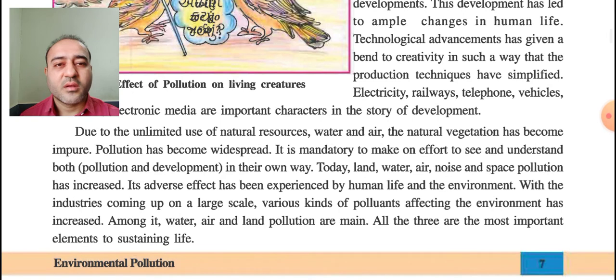Due to the unlimited use of natural resources, water and air, the natural vegetation has become impure. So due to factories, industries and vehicles, the air is getting polluted, the water is getting polluted, and due to that, even the natural vegetation, that means the plants and the trees, are getting impure. Pollution has become widespread, so it is spread throughout the world on a large scale.